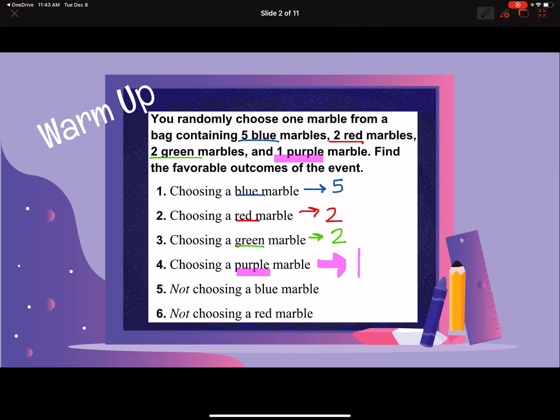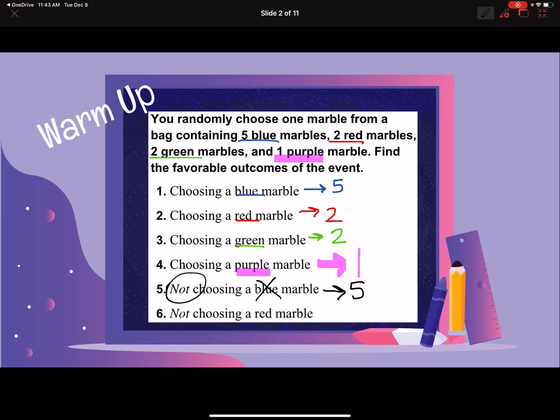Number 5 says not choosing a blue marble. So we're going to include everything except blue. So we're going to come up here and we've got 2 red, 2 green, and 1 purple that we're going to combine. So not choosing a blue marble would leave us with 5 to choose from.